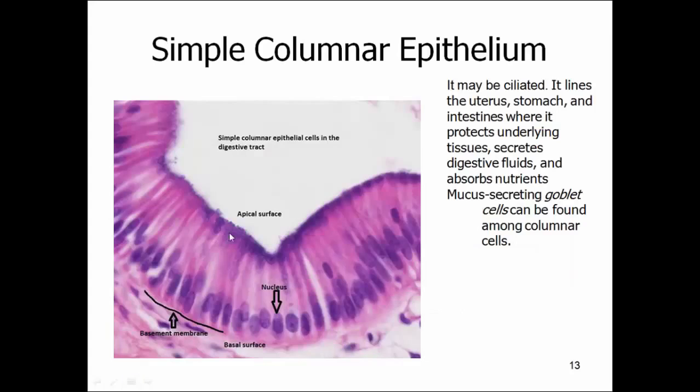These cells are long and evenly shaped. They may be ciliated, that is, this apical or free surface here may have cilia to move substances along the surface as the cilia wave. There is a basement membrane, as with all epithelial tissues. It lines the uterus, stomach, and intestines, where it protects underlying tissues, secretes digestive fluids, and absorbs nutrients. We don't see any goblet cells here, but you would see a larger cell here, kind of a whitish structure that would produce mucus.